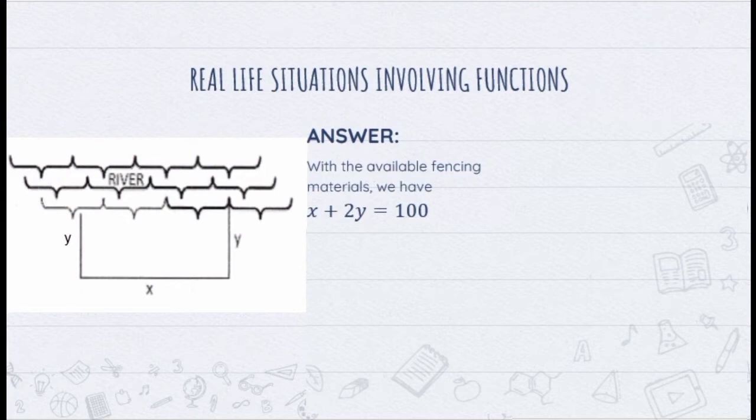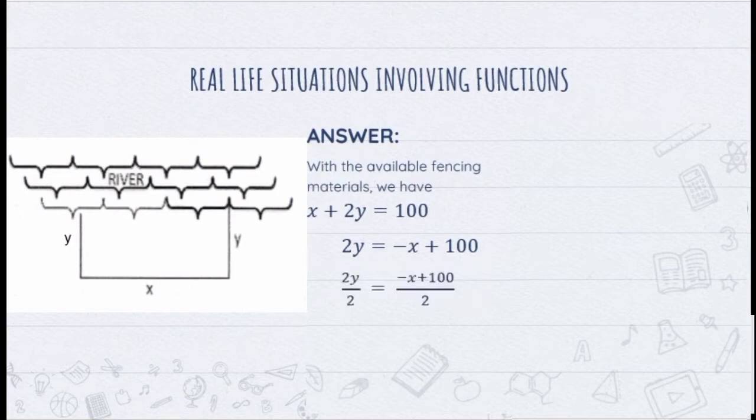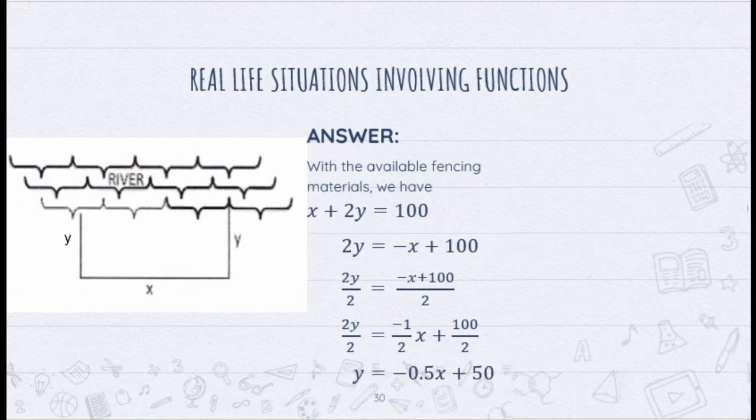Now, as the problem stated, we have to get the value of the function in terms of x. Therefore, we have to isolate y on one side, transposing x to the other side, giving us 2y equals negative x plus 100. Now we have to divide both sides by 2 to get the value of y. So we have here 2y over 2 equals negative 1/2 x plus 100 over 2, giving us the final value of y, negative 0.5x plus 50.